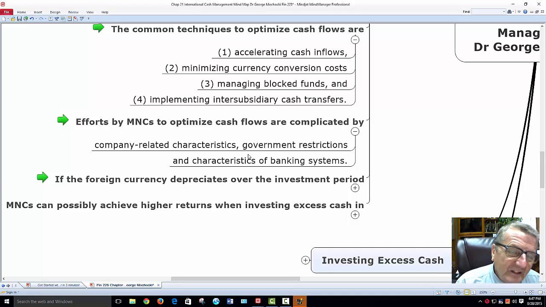So if I give you a question, any kind of question, a lot of students will just give me the three things. Explain. What do you mean by company-related characteristics? Give me some company-related characteristics. Expand a little so I know. Government restrictions: too general. What kind of government restriction? When I can bring money in, when I can take money out, whatever. Characteristics of the banking system: what's going on with the banking system? What's their lending policy? What are their interest rates? You've got to give me a little information.